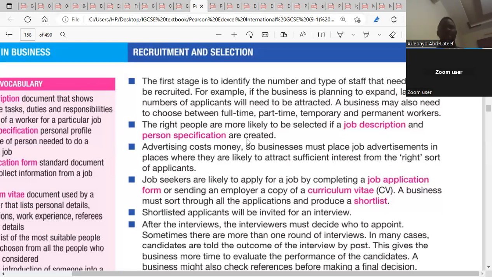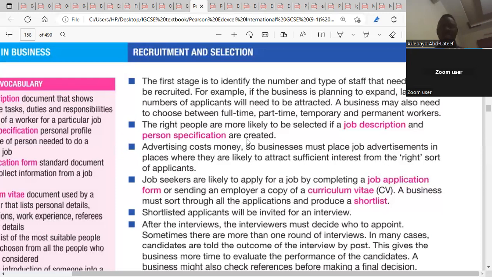All right. So what you have to do as a business, what the human resources department has to do, is to check the cost of advertisement. It has to be cost effective. They must find a cheaper means of advertisement. That is the next stage. The first stage is the vacancy, which tells you the number of workers needed and the kind of workers needed. The second one is about job description and person specification, the responsibility of the person that's going to take the job, and the characteristics, the features of the person that is taking the job.